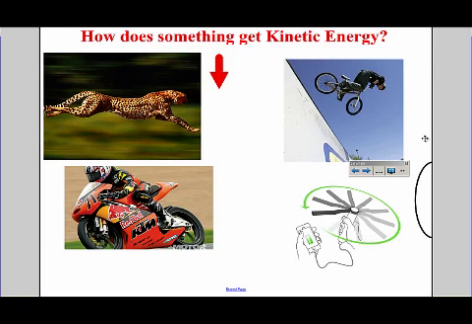So, how does something get its kinetic energy? If we're looking at each of these pictures, each of these different pictures represents kinetic energy, energy of movement, but where did they get the energy from? In the case of the people or the cheetah, they're getting their energy from the fuel source that they have, or food. In the case of the motorcycle, the machine is getting its energy from the fuel.